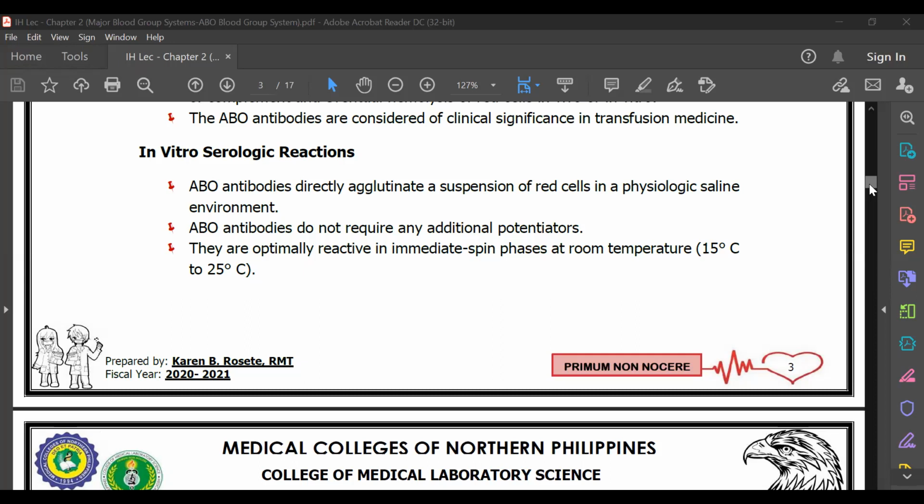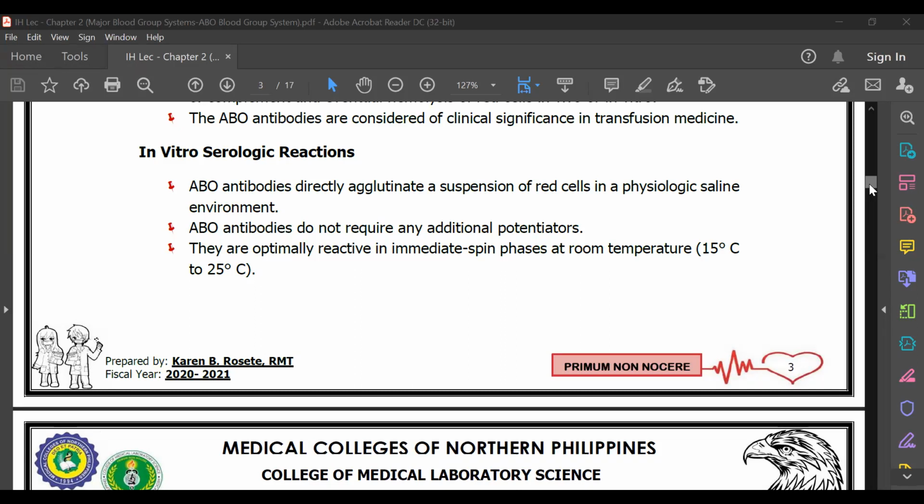When we say immediate spin, anong natatandaan nyo dito? This is a step wherein walang incubation period. Yes, exactly. Thank you. So your immediate spin step requires no incubation period. Once na na-add mo na yung reagent mo with that of your samples, no need to incubate, direct na centrifuge, and then you have to read the reaction. Your ABO antibodies are optimally reactive in immediate spin phases at room temperature, or temperatures ranging from 15 degrees Celsius to 25 degrees Celsius.